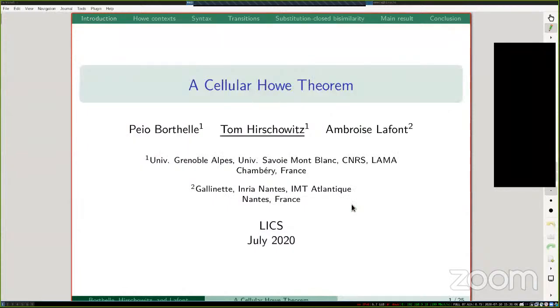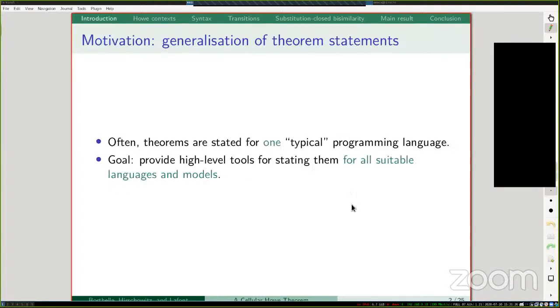So the paper is about a cellular Howe theorem, which means a theorem about congruence of bisimilarity using an abstract version of Howe's method. The motivation for this is that in programming language research, our results are often stated for one typical language. And the goal is to provide high-level mathematical tools for instead stating them for a whole family of suitable languages.